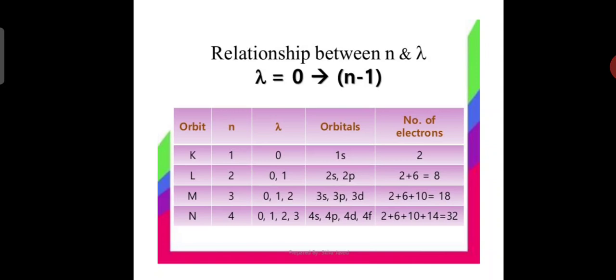2 plus 6. So the 2 comes from the s sublevel, and the 6 comes from the p orbital. If you add that, that will give you 8. That 8 is the maximum number of electrons that can be found in the second energy level.